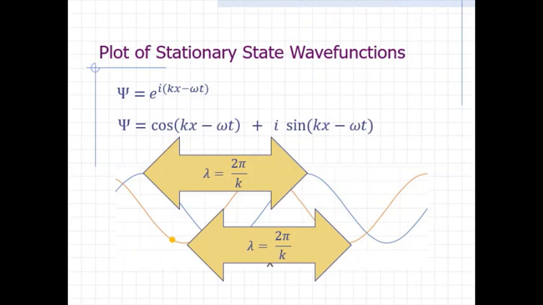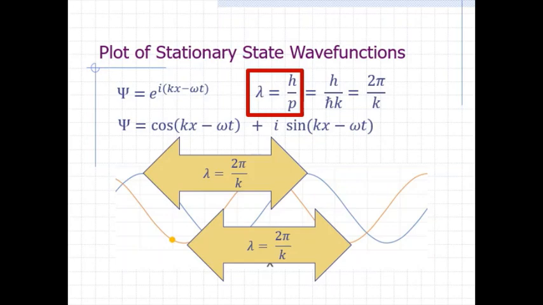Recall that Louis de Broglie hypothesized that there is a wave associated with particles and that the wavelength is h over p. Recall that for the specific stationary wave function we are examining here, we said that the momentum of the particle is positive h bar k. In other words, the particle is moving to the right and the magnitude of the momentum is h bar k. Since h bar is h over 2 pi, it should be easy to show that the de Broglie wavelength for a particle in this stationary state is also 2 pi over k. So here, we have derived the expression for the wavelength that de Broglie hypothesized from basic principles.